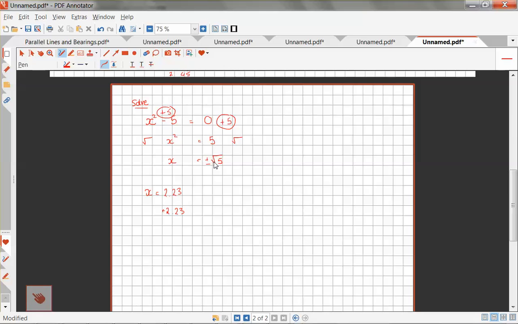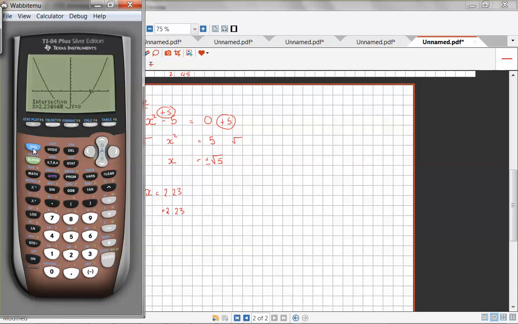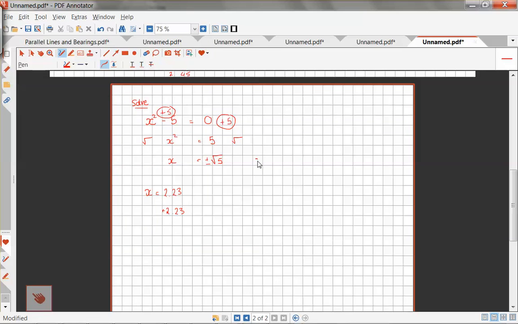Just check, just so you're happy. Square root of 5 is 2.23. Actually, it should have been 2.236, shouldn't it? So we've got x equals 2.236 and x equals minus 2.236.